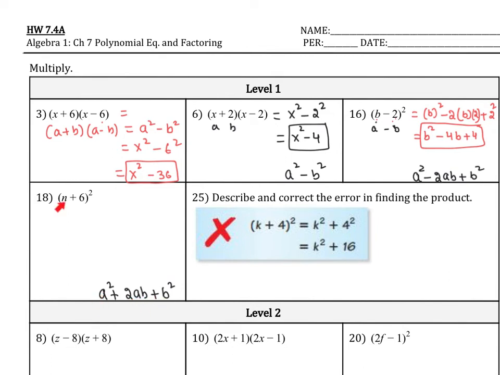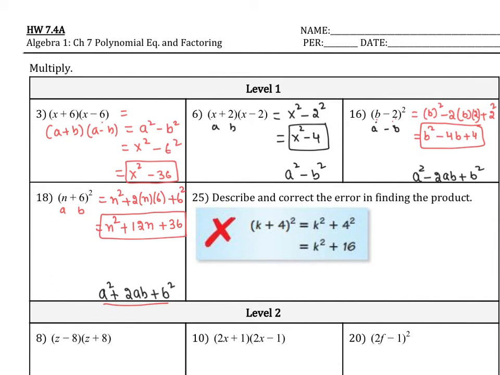For number 18, the formula is a² + 2ab + b², where I'm going to use a as n and b as 6. Plugging in for the formula here, a² means n², plus 2ab means 2n times 6, plus b² means 6². Rewrite this, so that's going to be n² + 12n + 36.